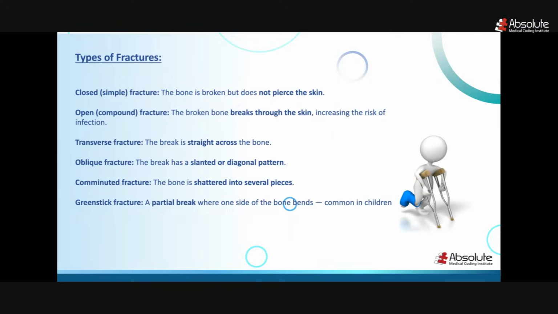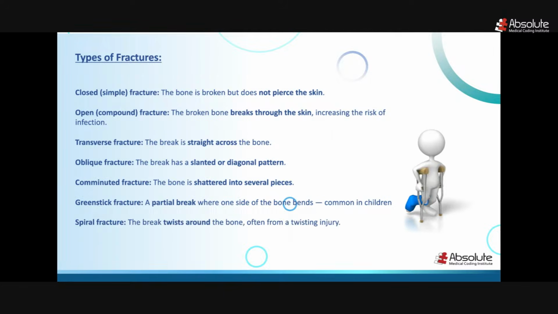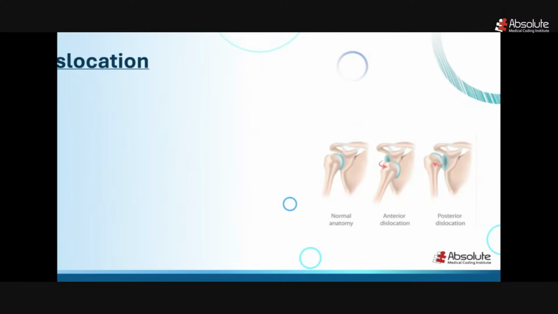And finally, we have something called a spiral fracture. So here the break twists around the bone, and it is usually from a twisting injury like a sports accident. Okay, so these are the different types of fractures.